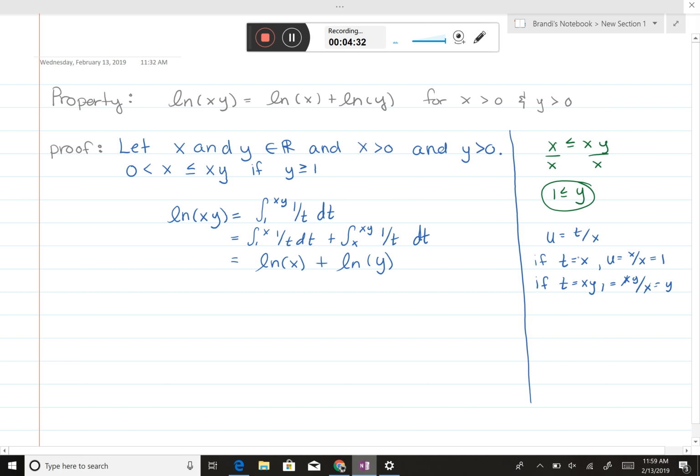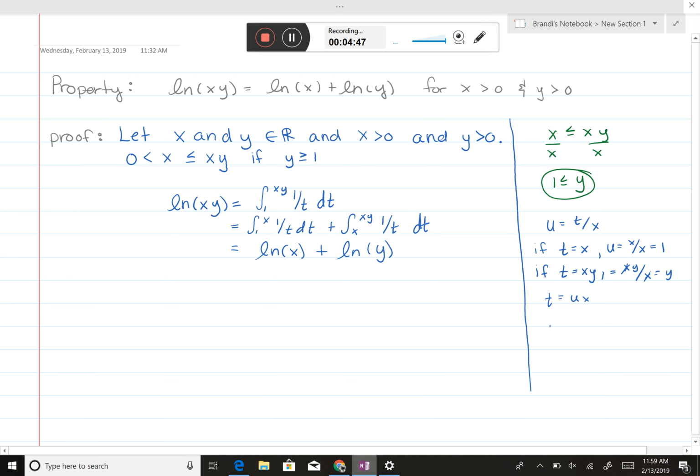Now there's no u over here to plug this into, and t is not by itself, so we've got to fix that. So if u is equal to t over x, then t would just be equal to ux. Let's multiply both sides by x. So if I plug that into the integration, it would be from 1 to y of 1 over ux. But I don't have my du yet. So let's go back up here.